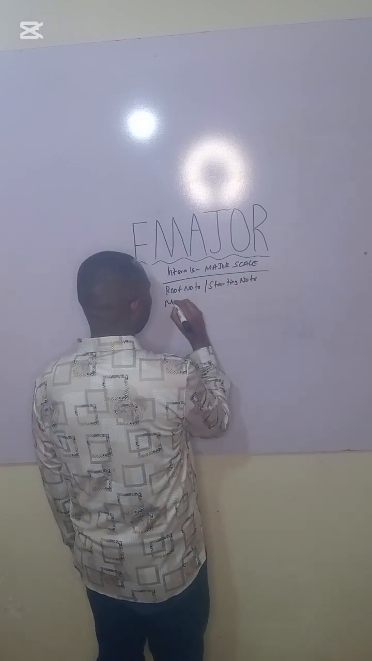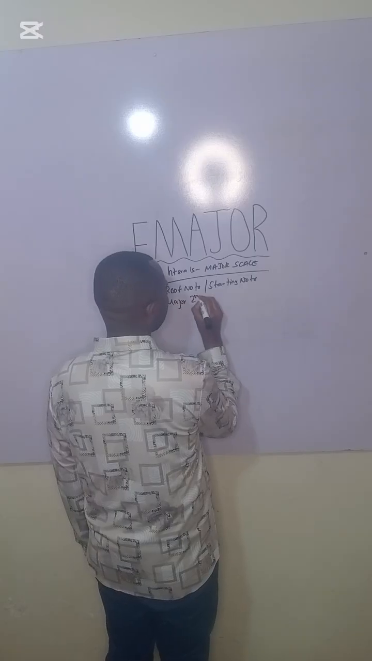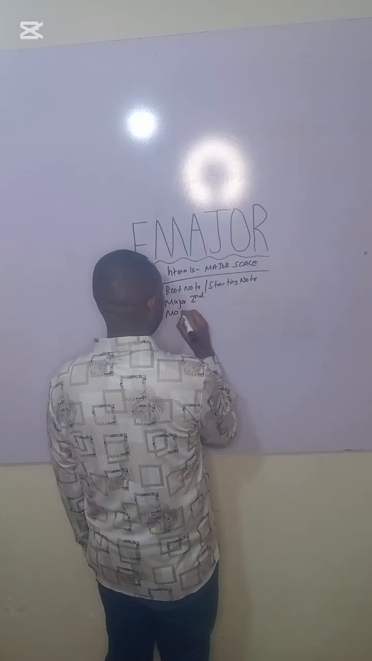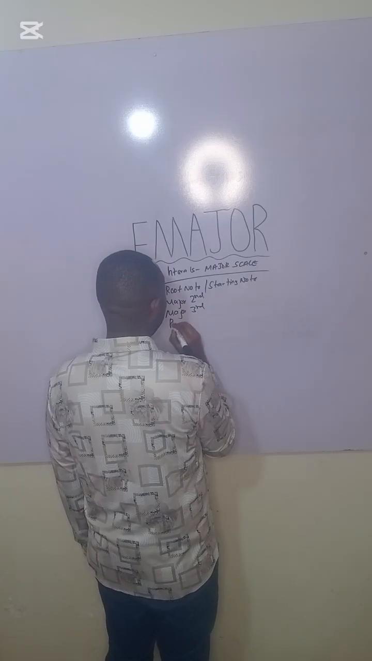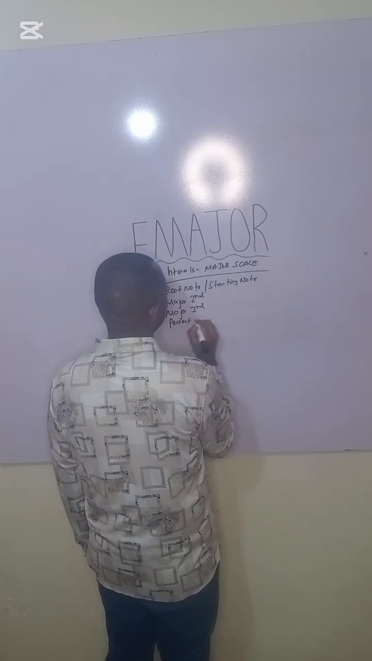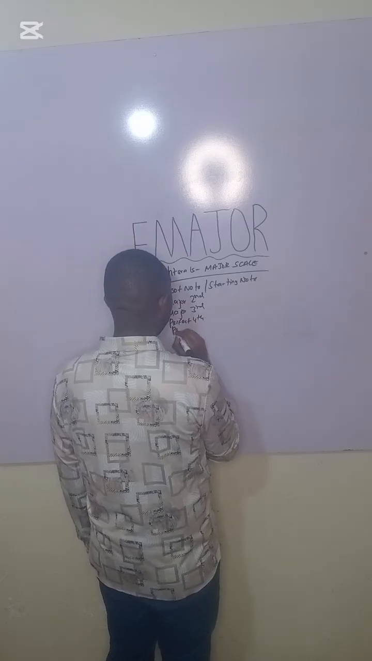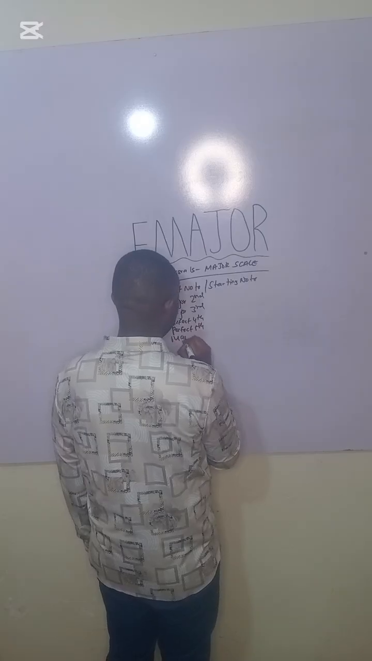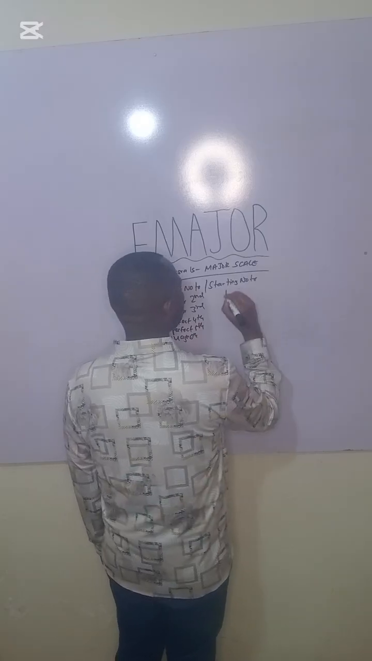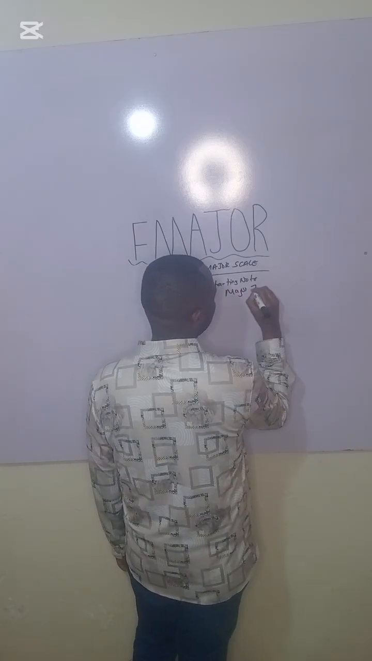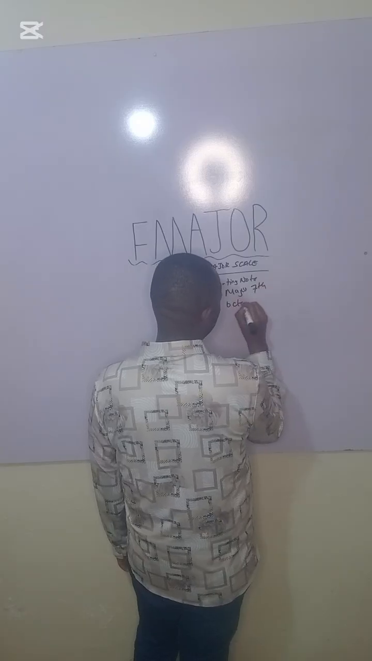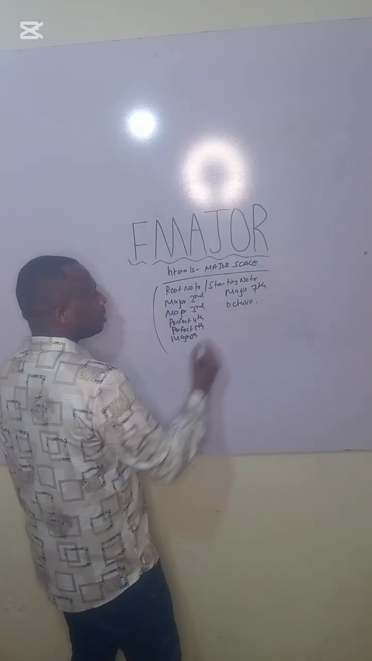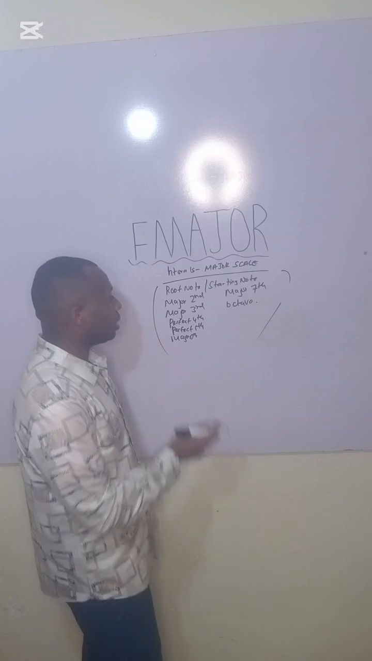Then we have a major second. Then we have a major third. Then we have a perfect fourth. Then we have a perfect fifth. Then we have a major sixth. Then we have a major seventh. Then we have an octave. So guys, these are the intervals in a major scale.